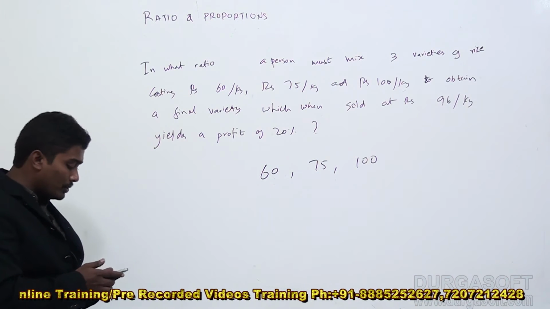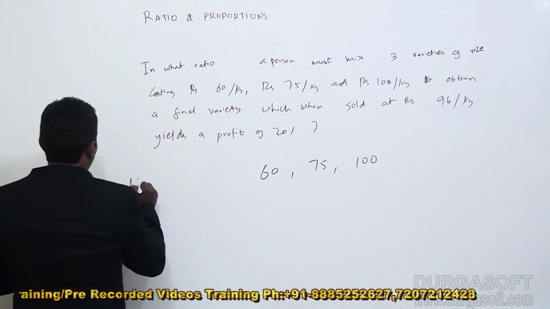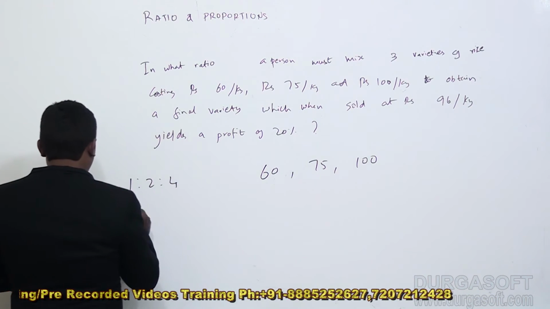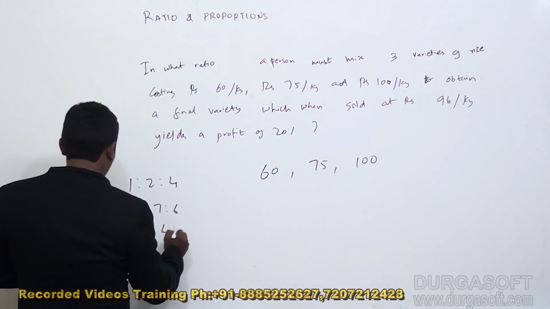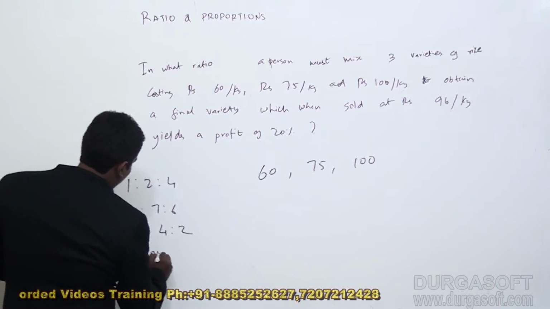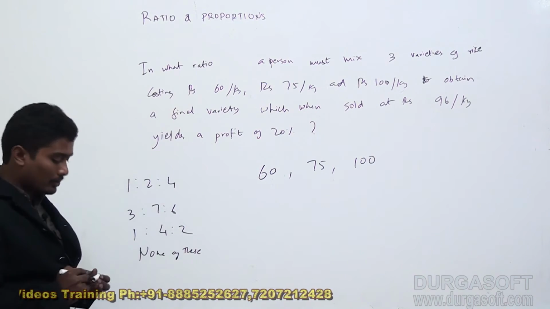Now here the options given are 1:2:4, 3:7:6, 1:4:2, none of these. So these are the answer options given.